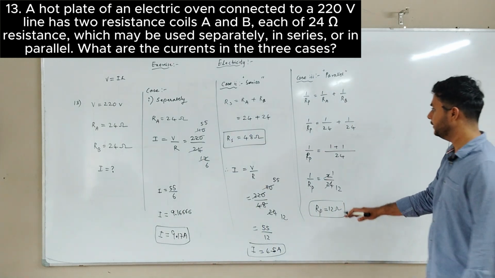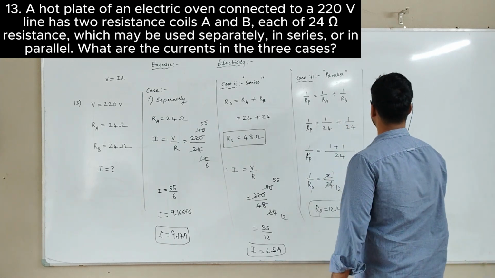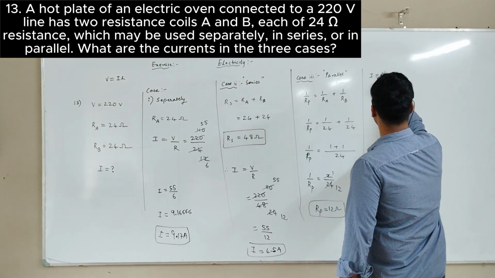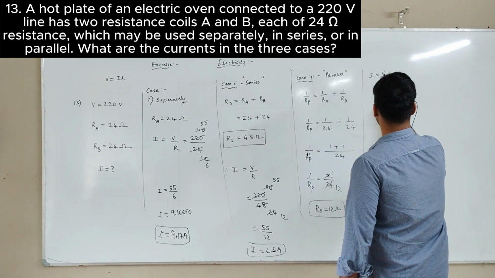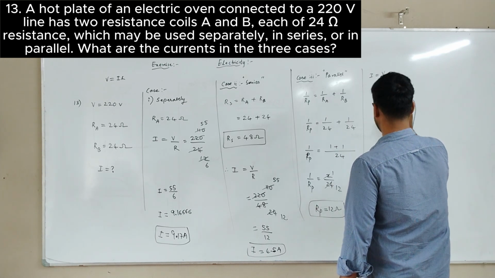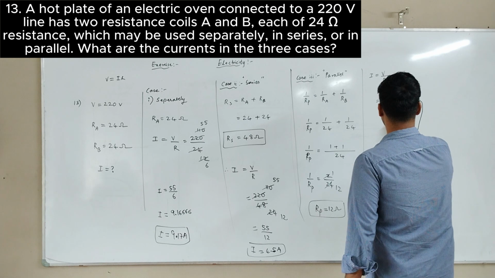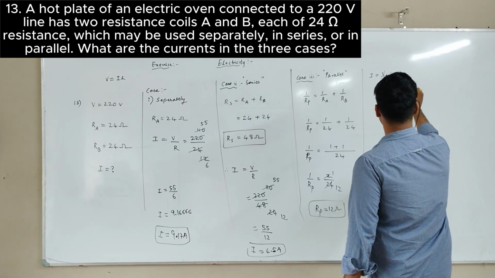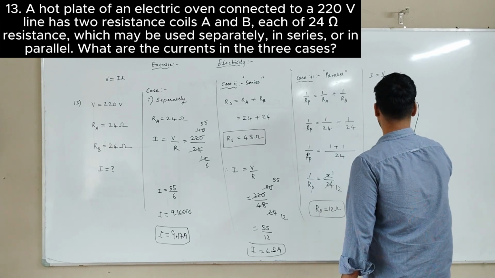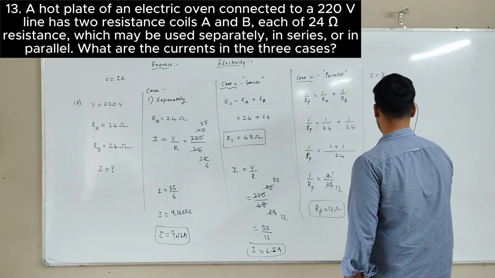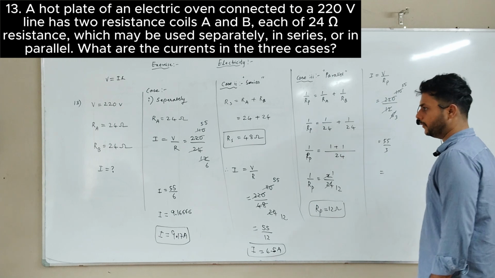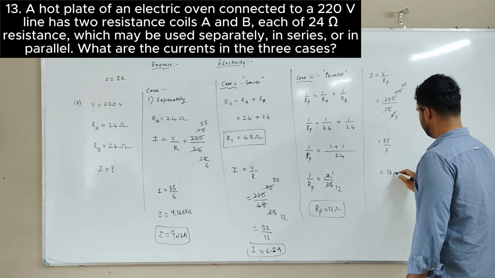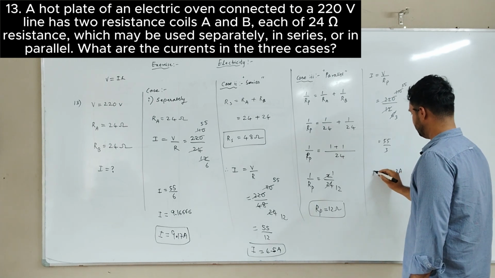Now I got Rp, now again I should find current here. For the case 3, I is equal to V by Rp, V is 220 volt and Rp is 12, 2 6s are 12, 220 by 12 is 55 by 3. 55 by 3, do it. 18.3, 18.3 ampere. Easy sum?